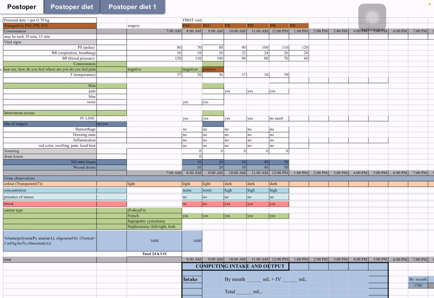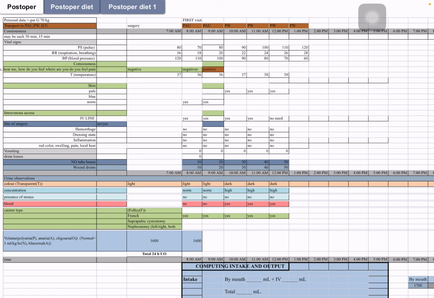And then you have to know about the vital signs such as pulse, as I have mentioned here, and respiration. So what is the respiration at 7 a.m., 8 a.m., 9 a.m.? In this chart it's demonstrated in this way. And the next vital sign you have to check is the BP, that means the blood pressure.